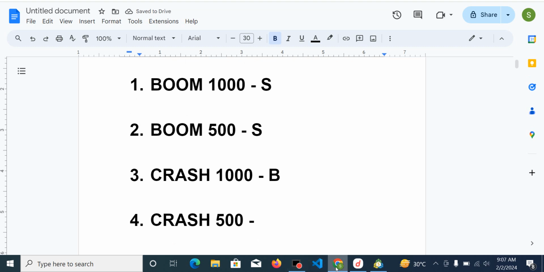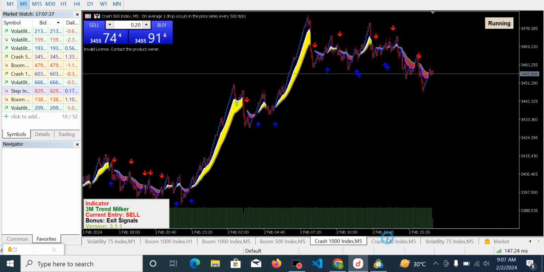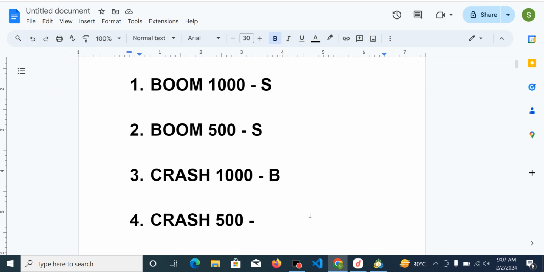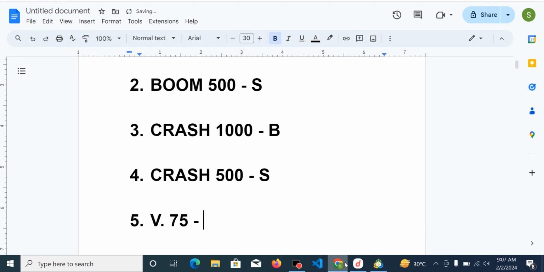So the next asset is going to be crash 500. Okay, let's check it out right away. This is crash 500. It had been on uptrend for a very long time, but played around there for a while because it was unable to break out above the resistance zone. But right now it is selling, so this is going to be more of a selling opportunity than a buying opportunity. So the last asset is going to be V75.